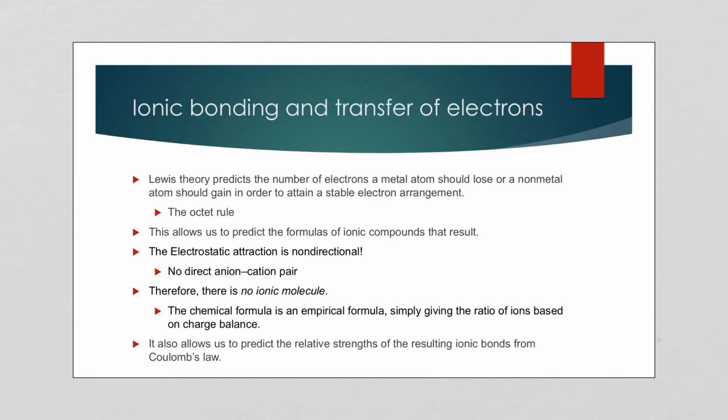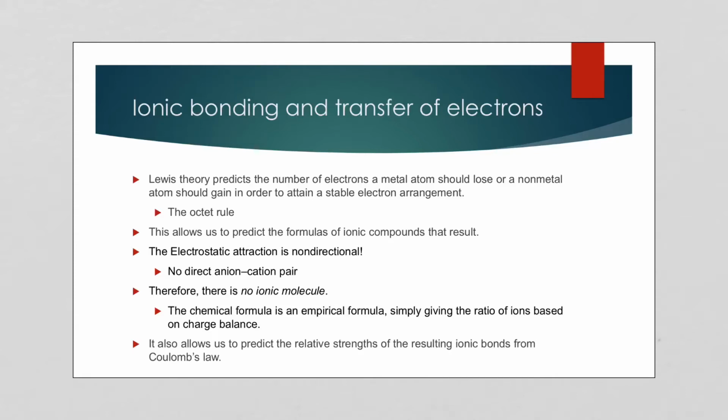Now, another idea is that the electrostatic attraction between the ions, so the positive attracting the negative, is considered non-directional in an ionic bond. So, in other words, the ion puts out its positive charge or negative charge in all directions, and so there is no direct pairing, if you will, right? It's not, in the structure, like there's this anion paired with this cation, right? We have a structure in which we have alternating positive and negative ions in the ratio to give us an overall neutral structure.